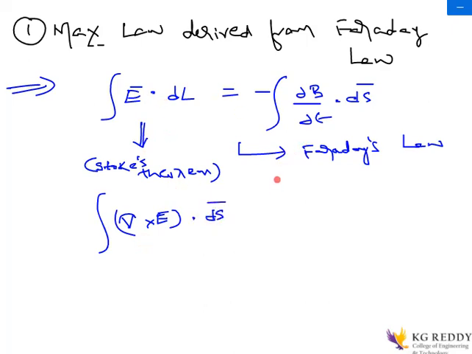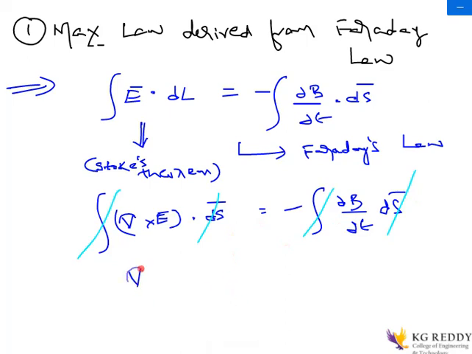Now I am equating the same equation here, which is equal to dou B by dou t dot ds. After equating this relation, simply cancel out these terms. It is as simple as possible: cancel out this integration, and finally you will get the equation curl of E bar is equal to minus dou B by dou t. So this is the Maxwell's equation which we have derived from Faraday's law for the time varying fields.